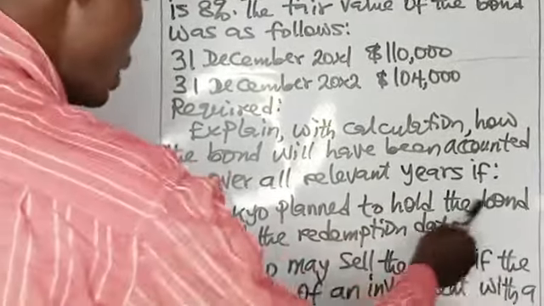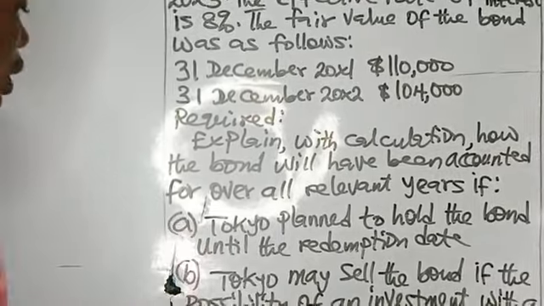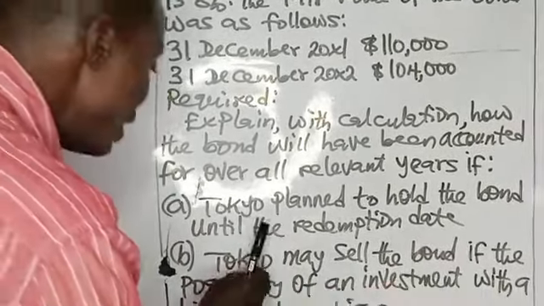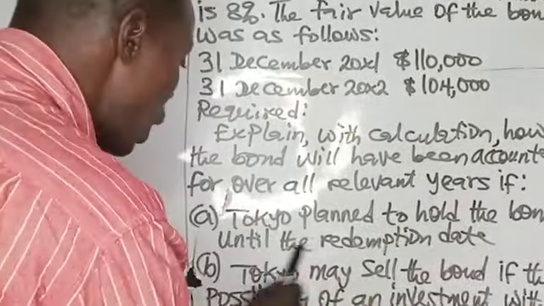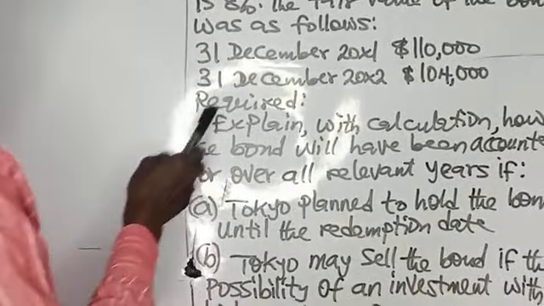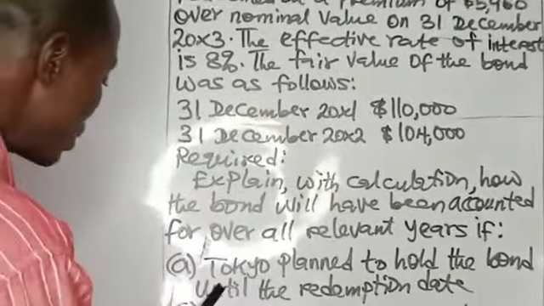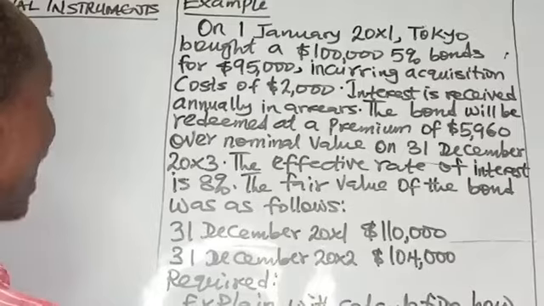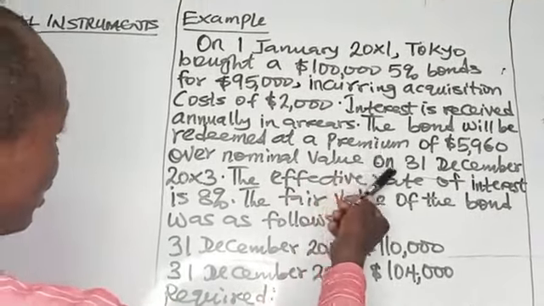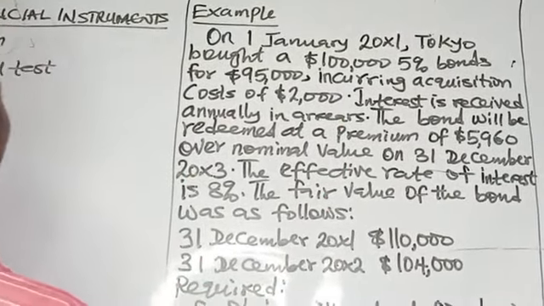If Toko plans to hold the bond until the redemption date, that is the business model under amortized cost. We said the entity must intend to hold the asset till maturity. Since Toko plans to hold the bond until the redemption date, according to the question, this meets the requirement for amortized cost. The contractual cash flow characteristic test under amortized cost is that the cash flows must be solely of principal and interest. In this question, you can identify the principal and interest as the cash flows, so the condition for amortized cost is met.